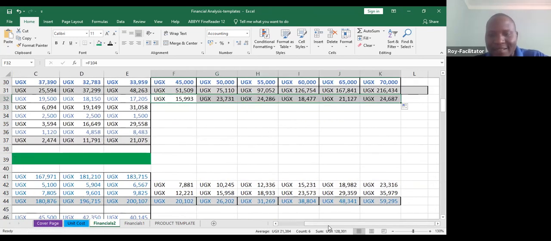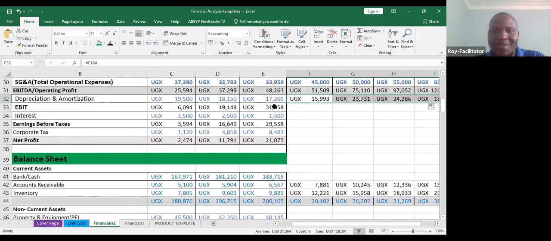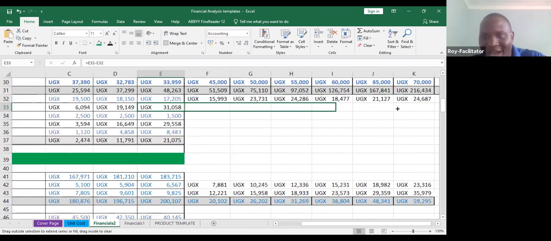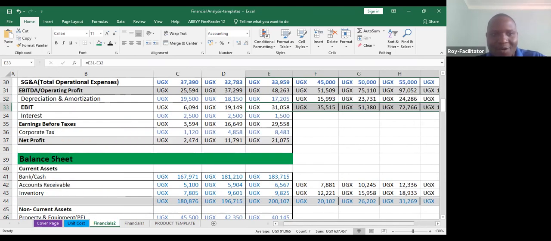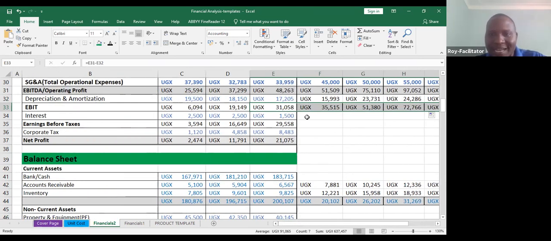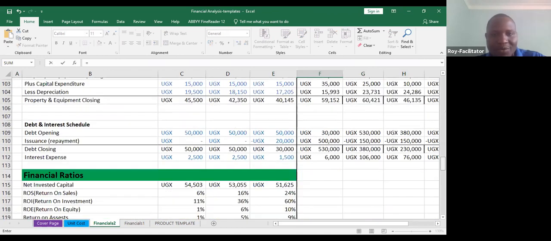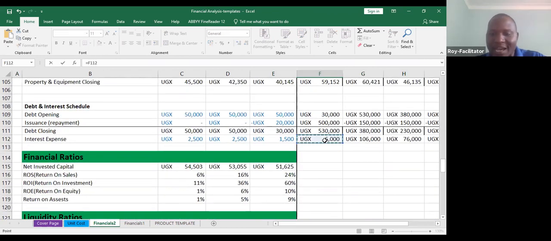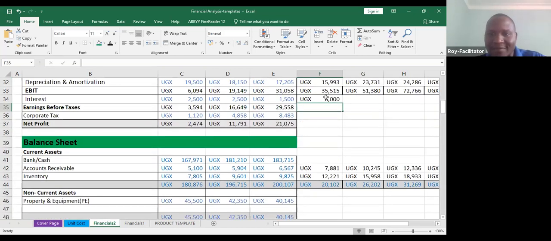Now, since I have depreciation, I can have my EBIT. I'll just extend the formula here. Now I have EBIT clearly computed. Then, what was the interest? I go to my debt schedule and pick the interest. There's interest expense down here. I just pick it, and since I have picked it, I can now extend it.